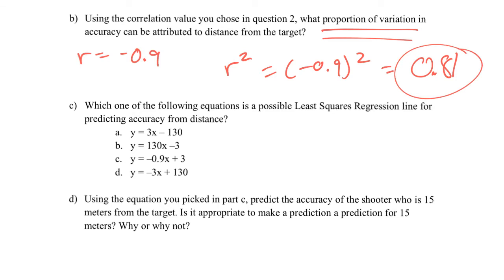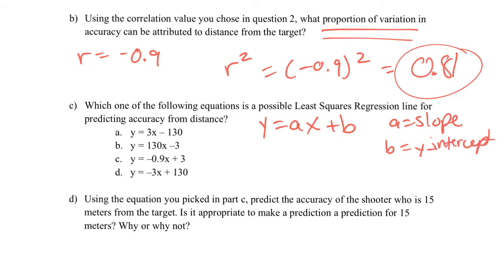Now for letter C, we're looking at the following equations to see which one will be the better possible least squares regression line. We know our equation is ax plus b, where a equals the slope and b is the y-intercept. Our graph was going down, so that means a and b we can cancel out because they have positive slopes. Now we just have c and d.